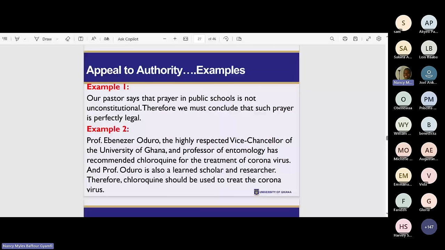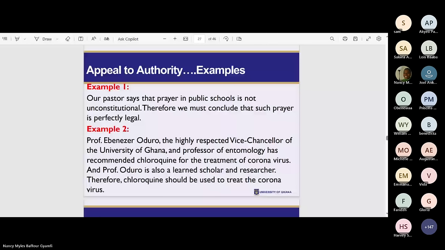The word is learned. Now, who is an entomologist? A scientist who studies insects. There's a fine professor that calls himself the insect man. He's a professor, he knows insects. Professor Ebenezer Odoru was a former vice chancellor before the current vice chancellor, our lady vice chancellor, who's doing very well. We are all proud of her. Before her was Professor Ebenezer Odoru. He's a full professor of the University of Ghana proper. So he is an expert, an authority.